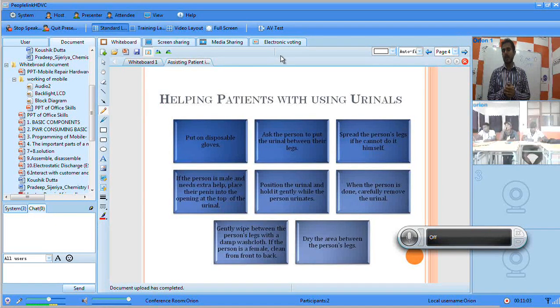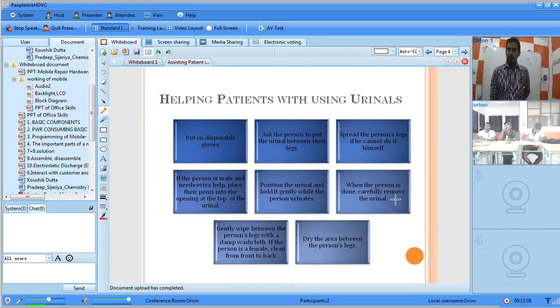I will continue the chapter with the next topic. The elimination process maintained in the hospital for different patients. As ma'am has told you, for different patients we maintain the elimination in a different way, helping the patient according to their body condition and movement. So this topic is helping the patient with using urinals.